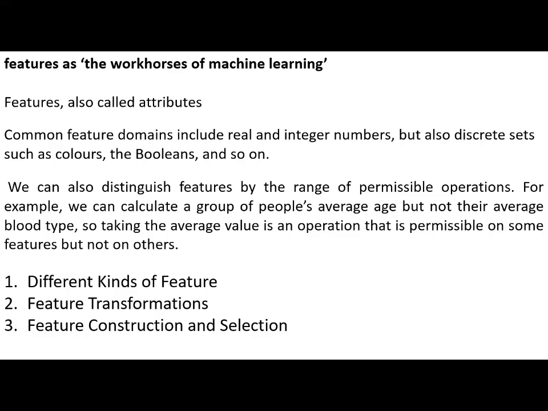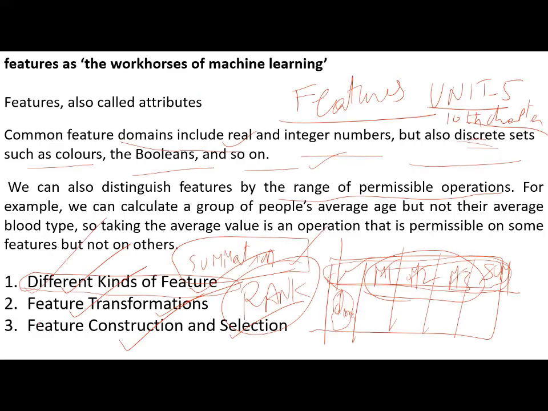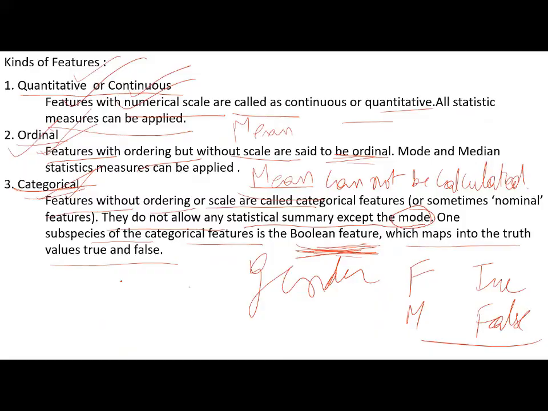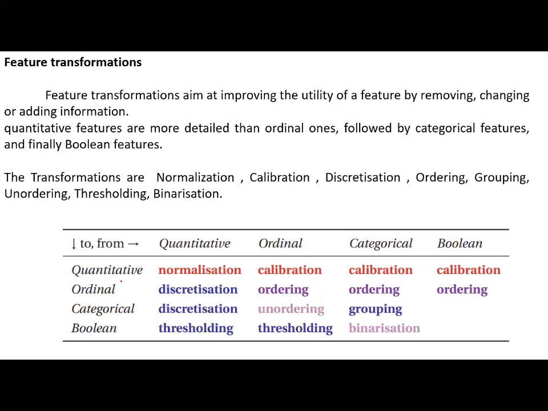Today we learn about features. Next one is feature transformations. What do you mean by feature transformations? Feature transformations aim at improving the utility of a feature by removing, changing, or adding information. My dear friends, feature transformations aim at improving the utility, the usefulness, of a feature.